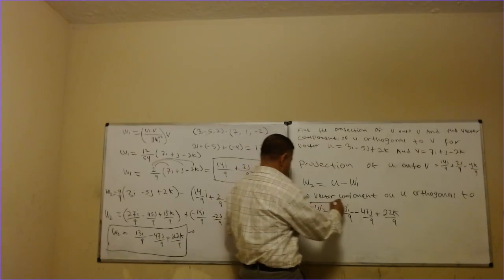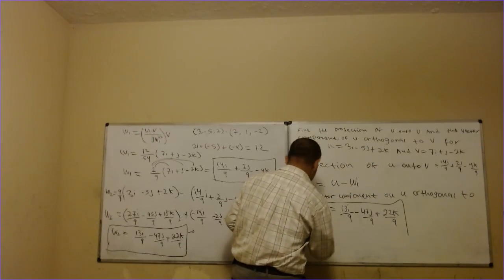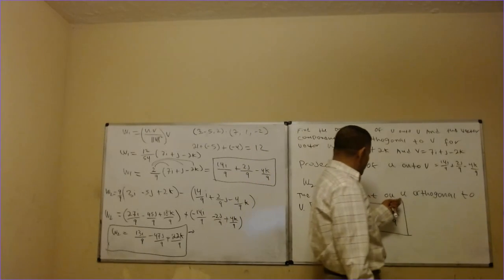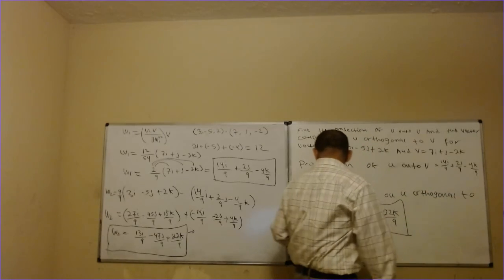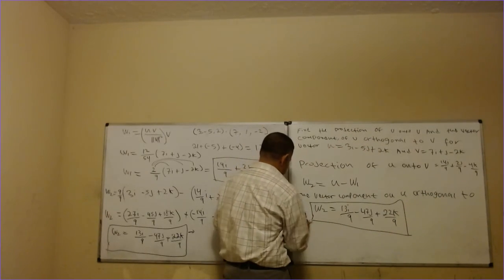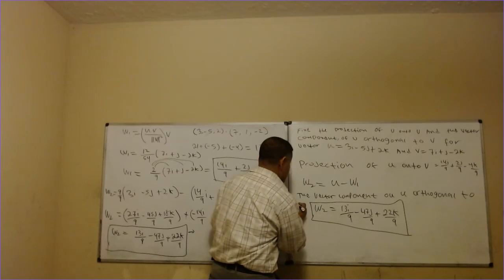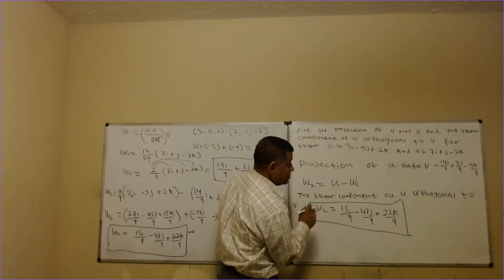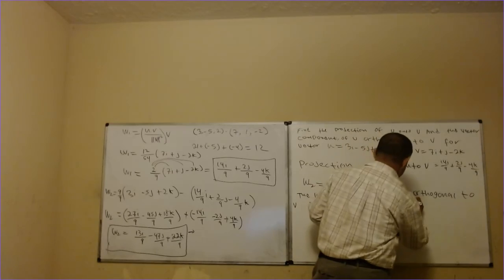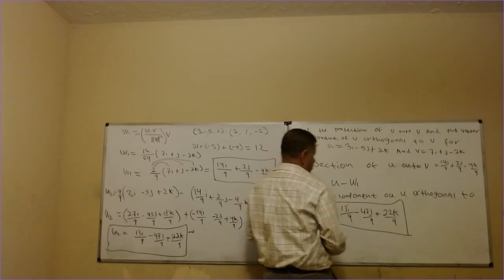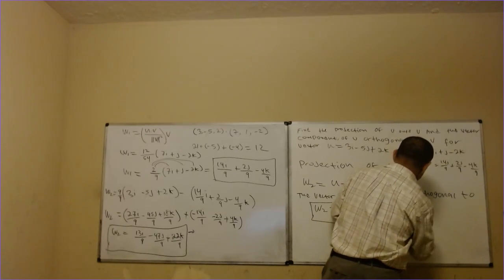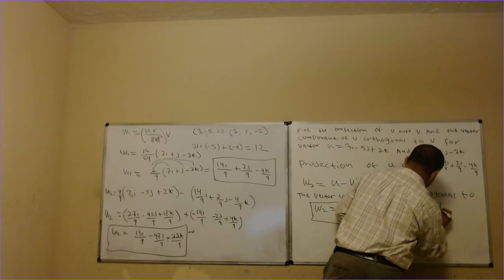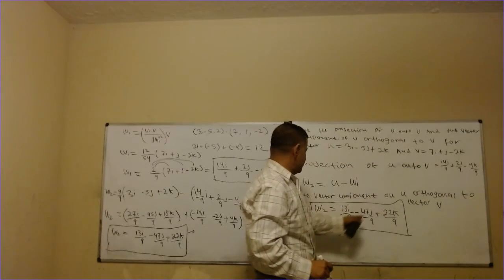So that is the vector component of u orthogonal to vector v. Orthogonal to vector v is this one.